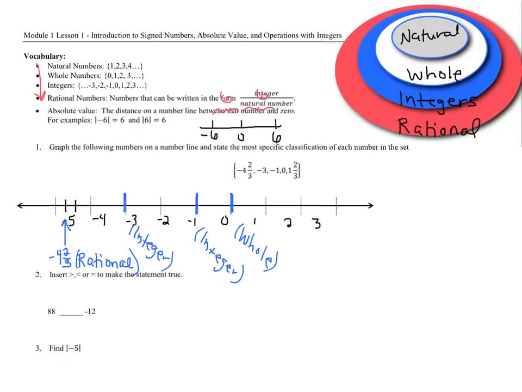Lastly, for 1 2/3, I'm going to give myself some tick marks between the 1 and 2 so that I can see third divisions. And then I'll label this second tick mark right here as 1 2/3. Now similarly to negative 4 2/3, the most specific classification I can give here would be rational.